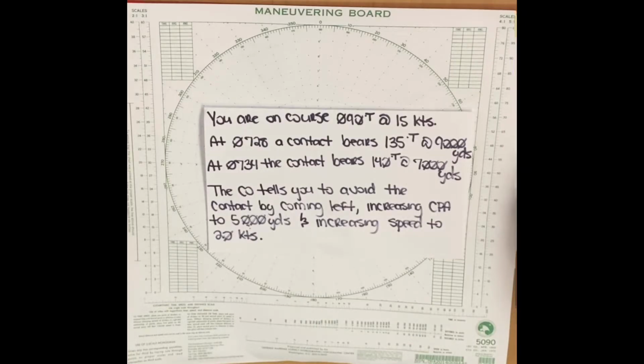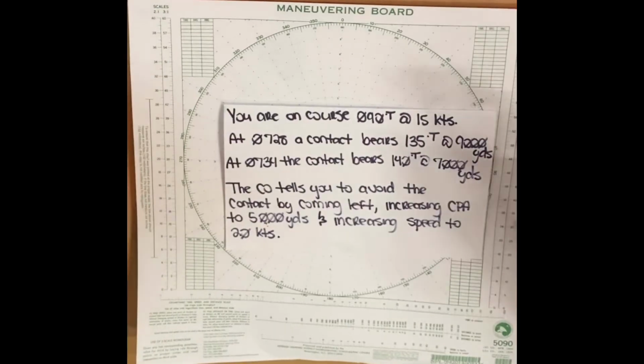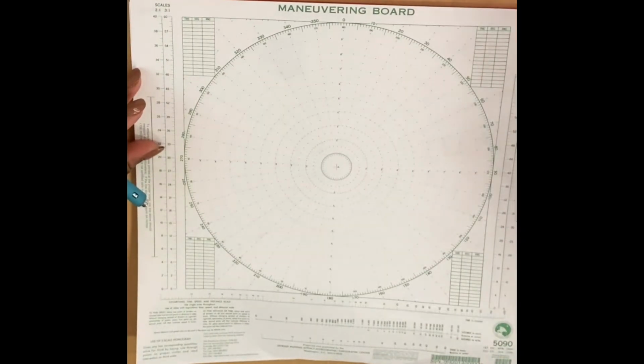At time 0734, the same contact bears 140 degrees true at 7,000 yards. The CO tells you to avoid the contact by coming left, increasing CPA to 5,000 yards, and increasing your speed to 20 knots. So first thing that we do is we always want to plot our knowns.